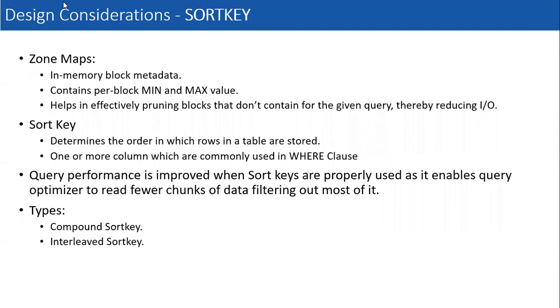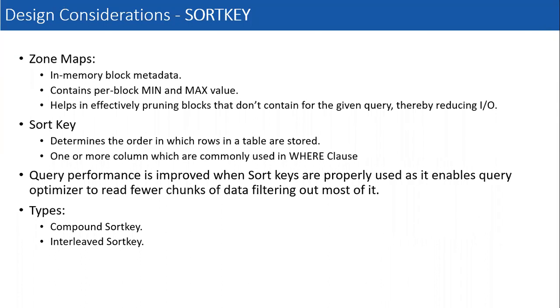Now we are going to see a concept called a sort key. The sort key defines how the table data has to be physically stored on the disk. This is done by a concept called zone maps. Zone maps, basically, for whatever data has been stored in a block, store in-memory block metadata, which is the minimum and maximum value of what is stored in the block.